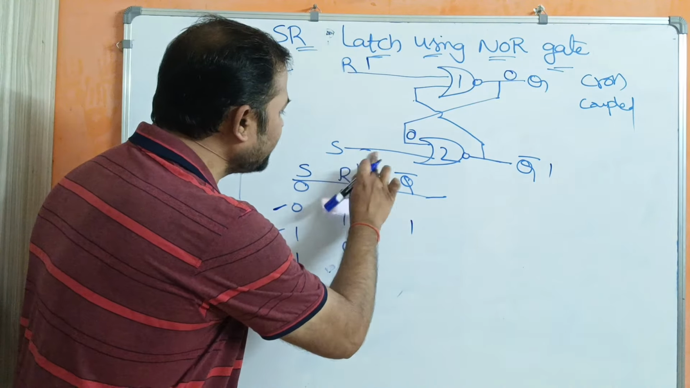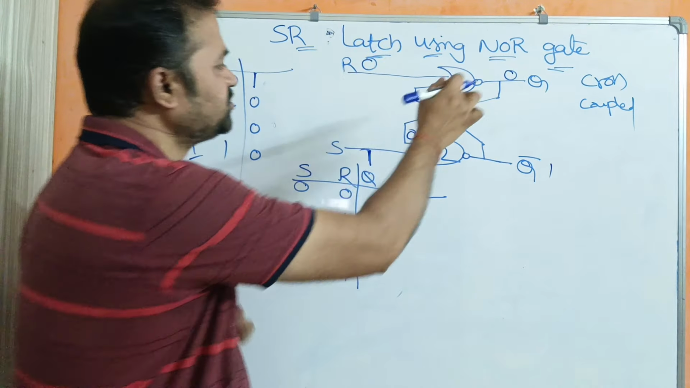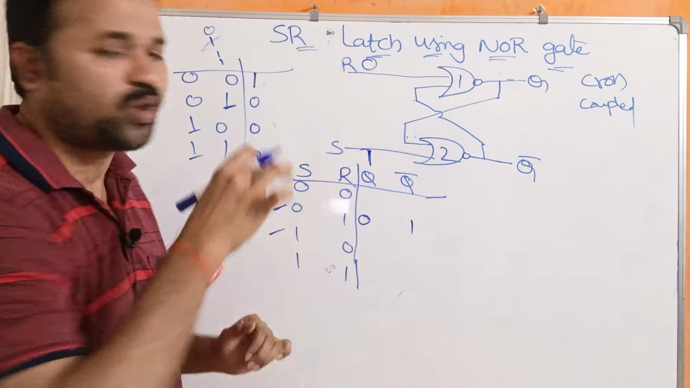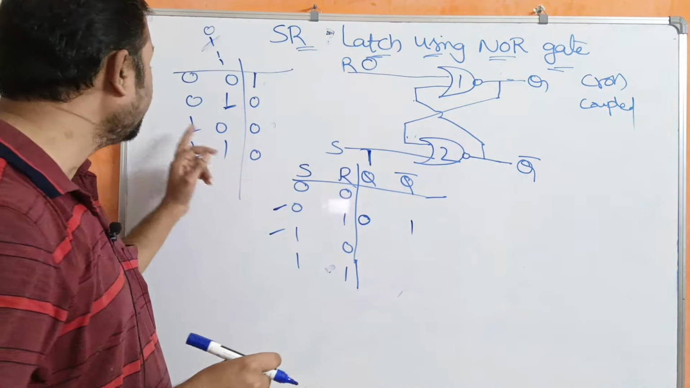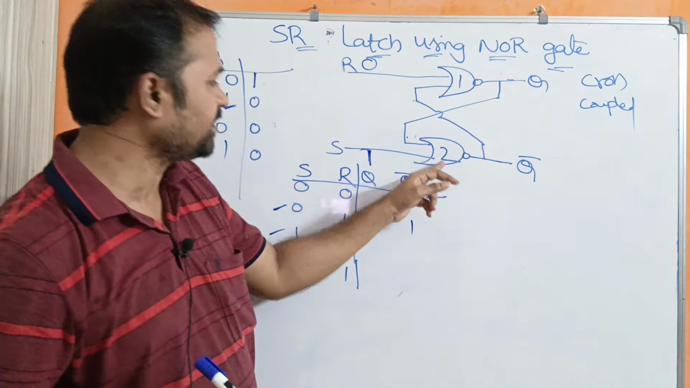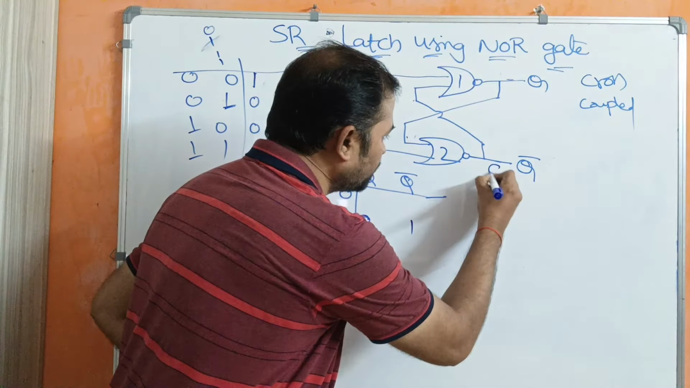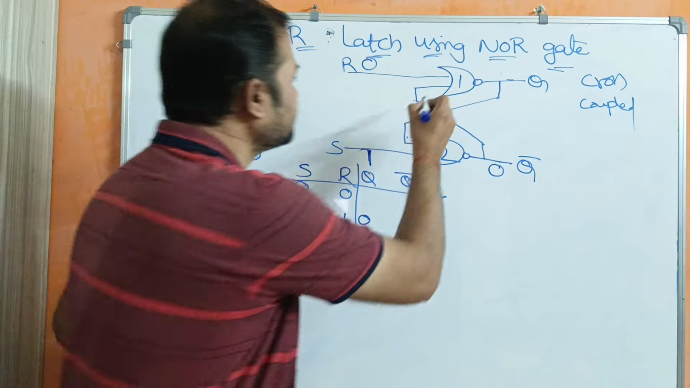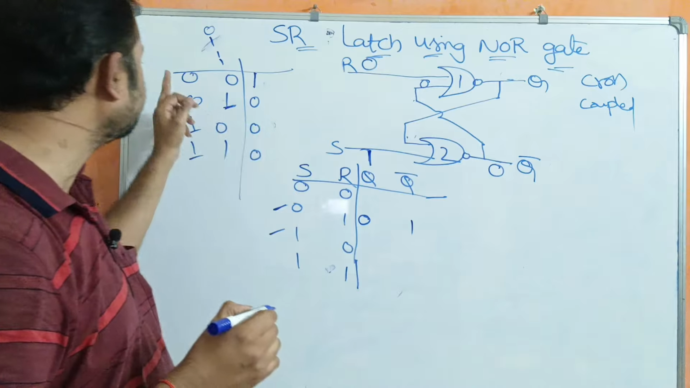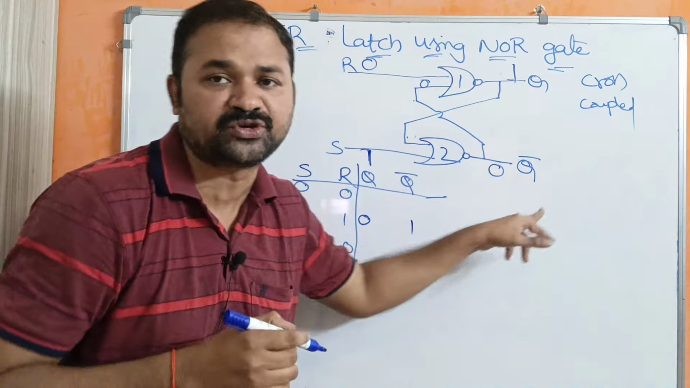So that means S value is 1. What is R value? R value is 0. So now we have to focus on the NOR gate where one of the input is 1. If we see the second NOR gate, one of the input is 1. So what is the output here? 0 is the output. Now this 0 will be passed as the input to the first NOR gate. So 0 0 means 1. So Q value is 1 whereas Q bar value is 0.